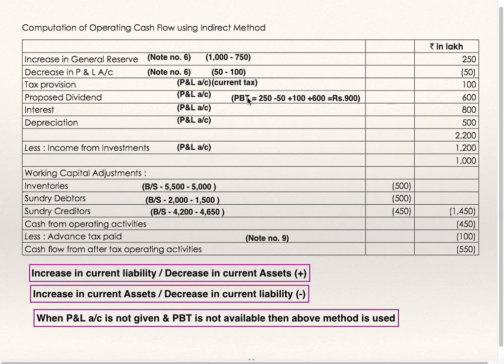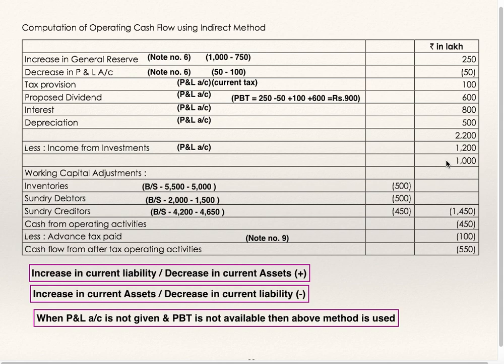Add one more row here called profit before tax, which is 900. Then interest 800, which is debited to the profit and loss account, is to be added because it is a financing activity. Depreciation 500, which is debited to the profit and loss account, is to be added because it is a non-cash expenditure. Then income from investment is to be deducted because it is income from investing activity. So you will get 1,000.